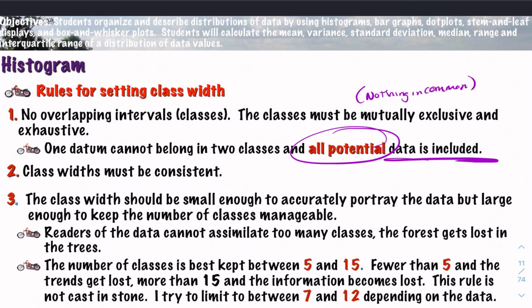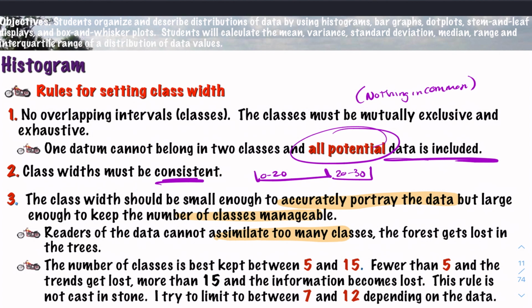Number 2, class widths must be consistent. You cannot have your first width be, let's say, 0 to 20, and the next one be 20 to 30. Everything has to be consistent. Number 3, the class width should be small enough to accurately portray the data, but large enough to keep the number of classes manageable. Think about who's looking at your charts. Readers of the data cannot assimilate too many classes. The forest gets lost from the trees if there's too many bars going on.